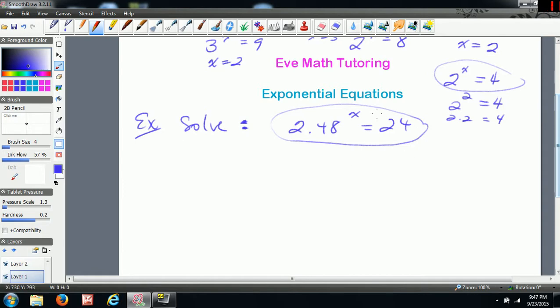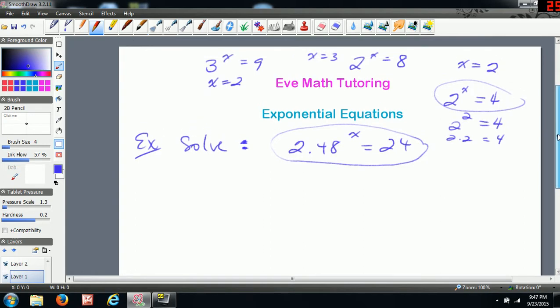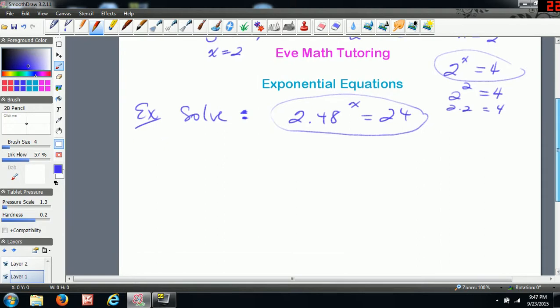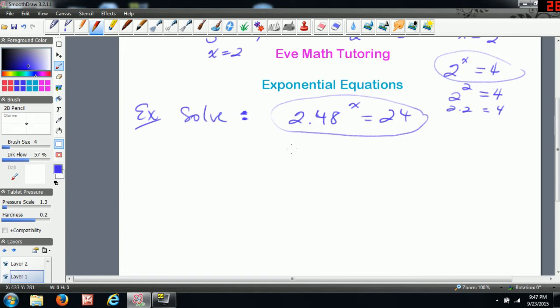So in a situation like this, when you have an exponential equation, so that's when you have a number as your base and a variable as your exponent, and the solution is not obvious right off the bat by looking at it, what you have to do is actually use logs to solve something like this, and that's the only way to solve it. So you're going to apply the logs to both sides of the equation, because whatever you do to one side, you have to do to the other side.